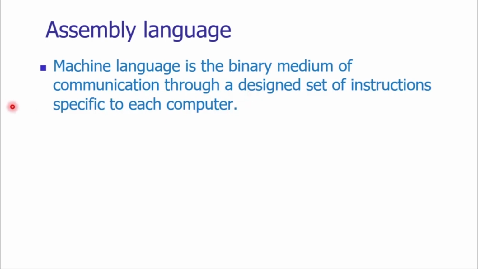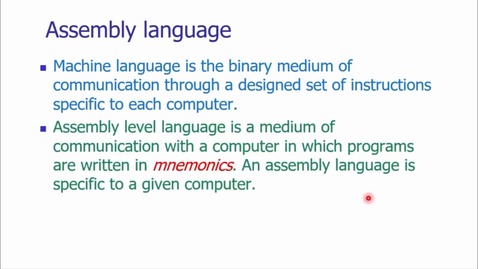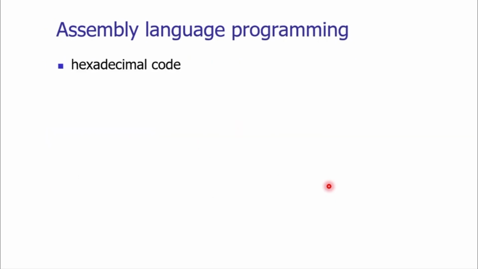We can define the machine language as the binary medium of communication through a designed set of instructions specific to each computer. So the machine language would be very specific to each computer. In assembly languages, we are using a certain set of words, and these words are called mnemonics. We will see the meaning of mnemonics in our next slides.